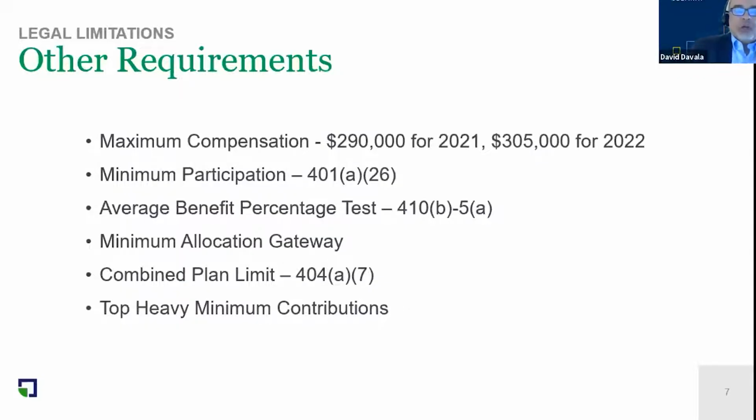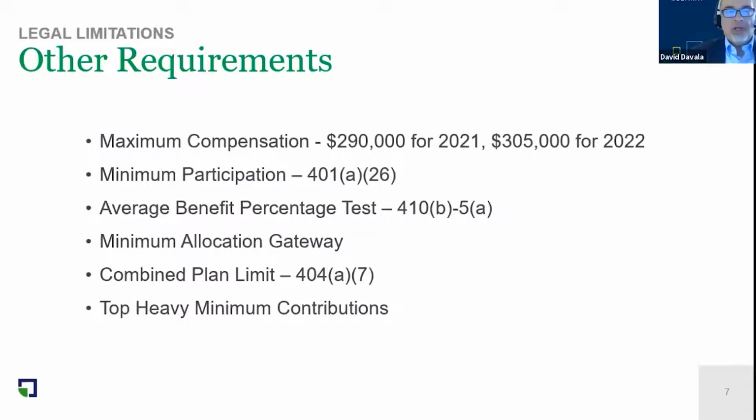Minimum allocation gateway. This is something we deal with a lot in discrimination testing and cross-testing. There is a gateway that must be satisfied to cross-test the defined contribution plan. The easiest one to pass is where the non-highly compensated receive a minimum allocation based on what the HCEs receive. When testing a combination of a DB and a DC plan, there is a different gateway that must be satisfied. The most common and easiest gateway to pass is where the NHCEs receive a minimum allocation based on what the HCE receives.